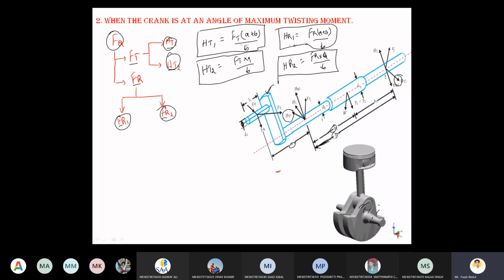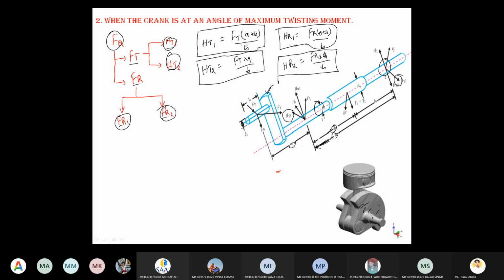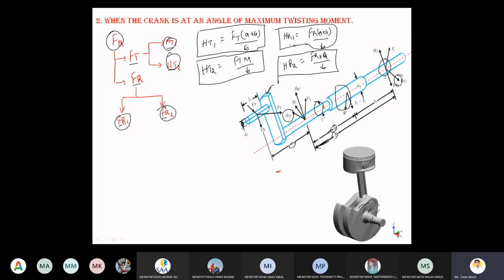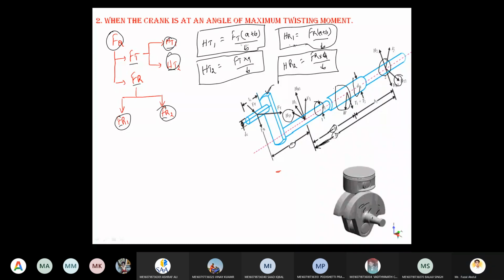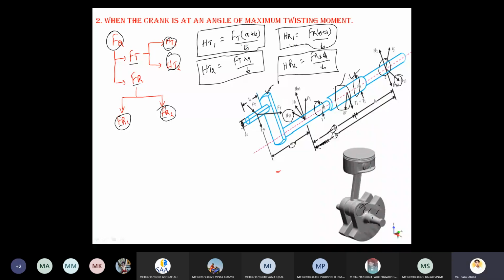And the reactions at bearing 1 and 2, see here, this is bearing 1, and this is the bearing. Here we can find the reactions at bearings 1 and 2 due to the flywheel weight. Here the flywheel weight is applied, and as well as here we are applying the belt. Due to the flywheel weight and due to the belt tension T1 plus T2, what are the reactions?